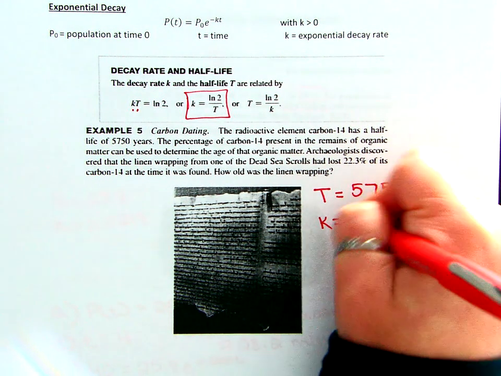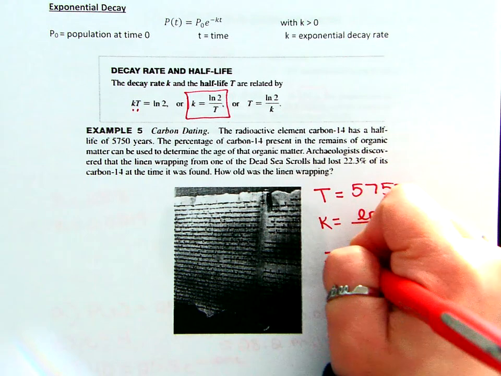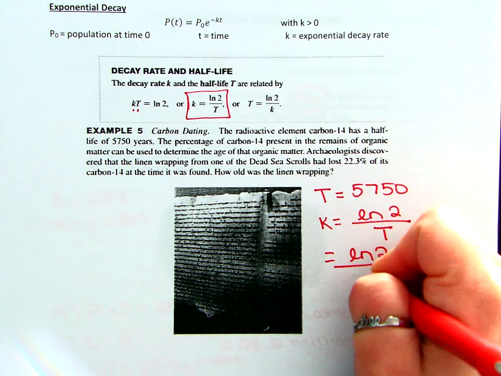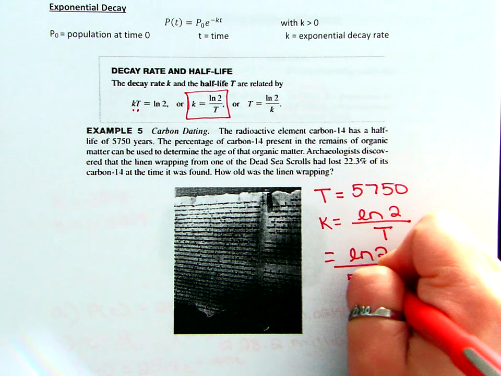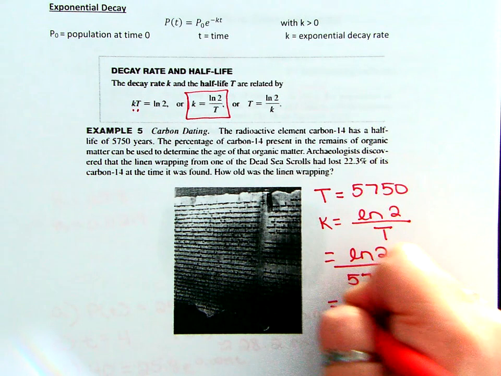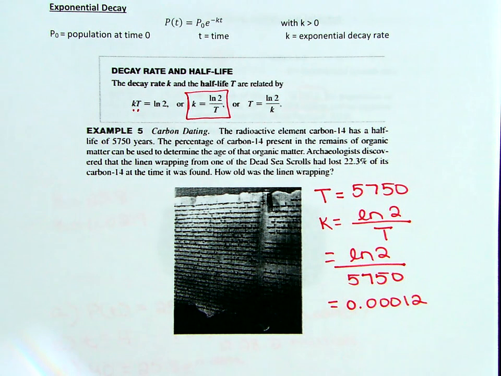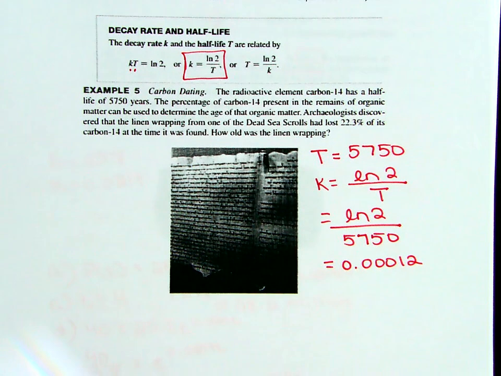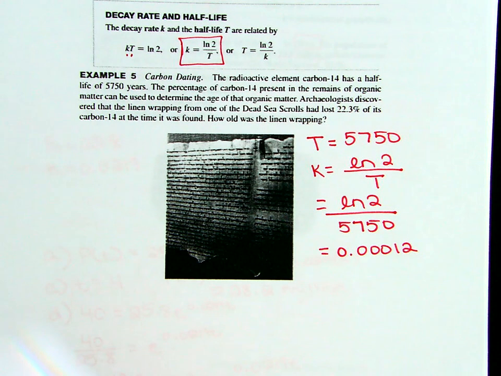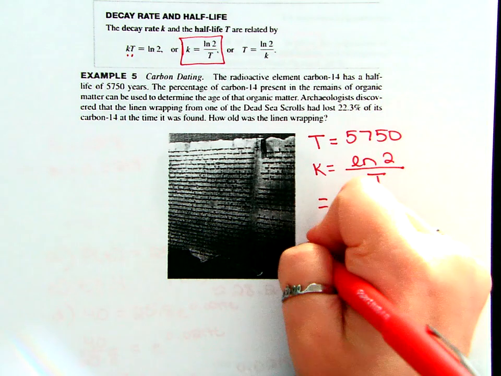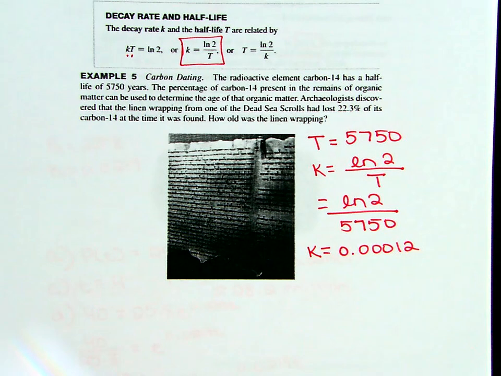Ln of 2 over 5750. 1, 2, 3 zeros. It's very small. That's why it takes 5,000 years for you to get half as much. So there's our decay rate of 0.00012. Now we know what our K is.